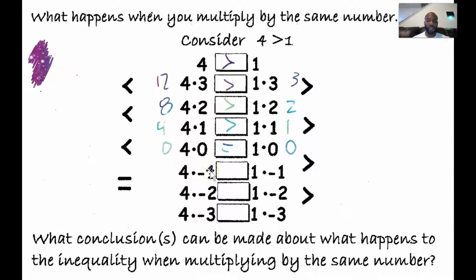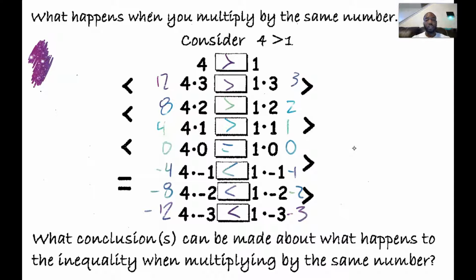Now we're going to do negatives. 4 times negative 1 is negative 4, and 1 times negative 1 is negative 1. So negative 4 is actually less than negative 1. 4 times negative 2 is negative 8. 1 times negative 2 is negative 2. That's actually less than. 4 times negative 3 is negative 12. 1 times negative 3 is negative 3. Negative 12 is less than negative 3.